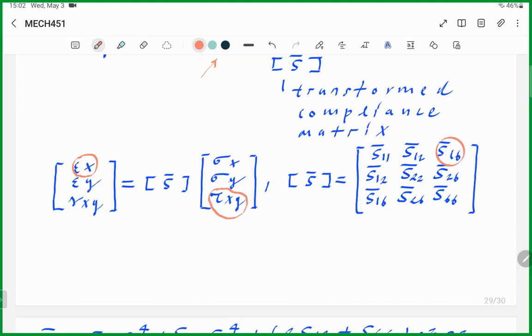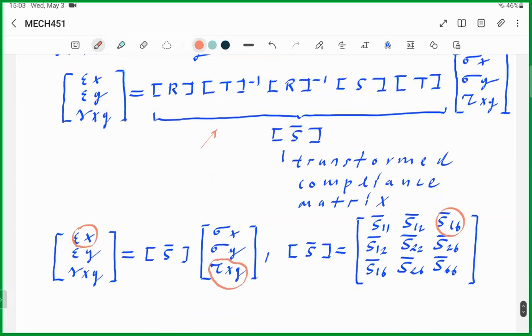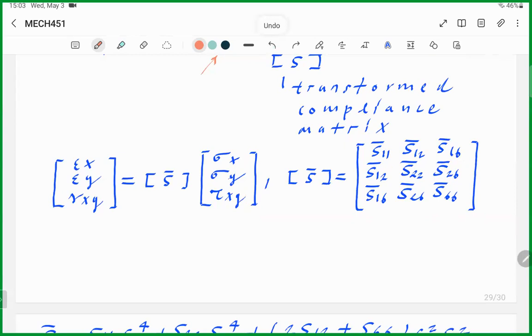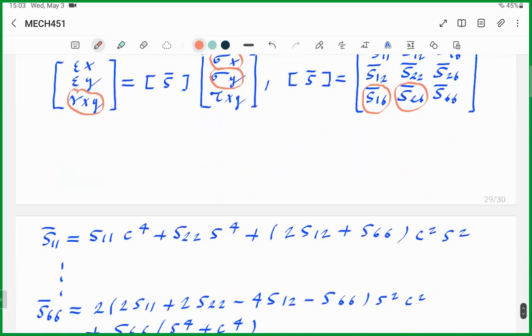There is coupling between normal strain epsilon x and the shear stress. You don't have such couplings in isotropic materials or in the principal coordinate system of orthotropy. In addition, shear strain is coupled with normal stress in the X direction and normal stress in the Y direction through the S16 bar and S26 bar terms. So normal strains are coupled with shear stress, and engineering shear strain is coupled with normal stresses. Any questions regarding these results?